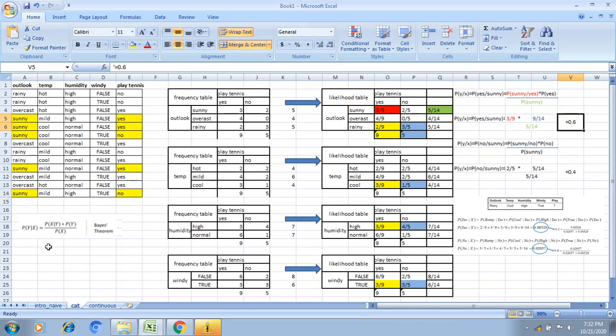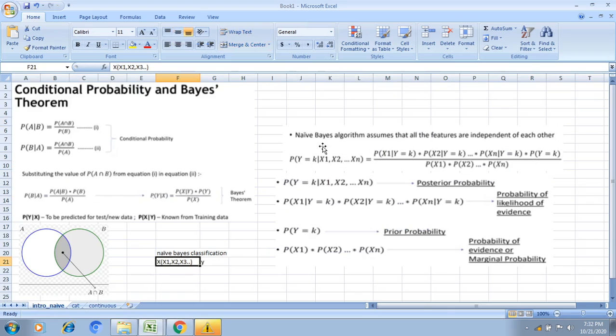Here the denominator is not required. Why? Because when comparing the two classes, it will be cancelled. That's why I am not calculating the denominator. It is a constant term, so only the numerator is sufficient.